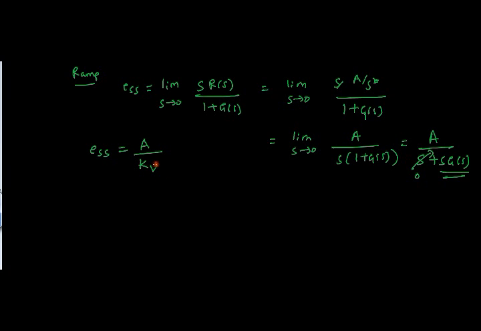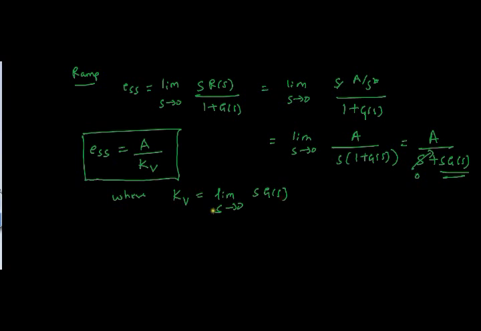So the ess final value will be A upon some constant. Okay, if we calculate limit of s tends to 0 for s G(s), we get some constant. Let's say that as Kv. So our steady state error value will become A upon Kv, where Kv is limit of s tends to 0 of s G(s). Okay, so this value Kv is called the velocity error constant.